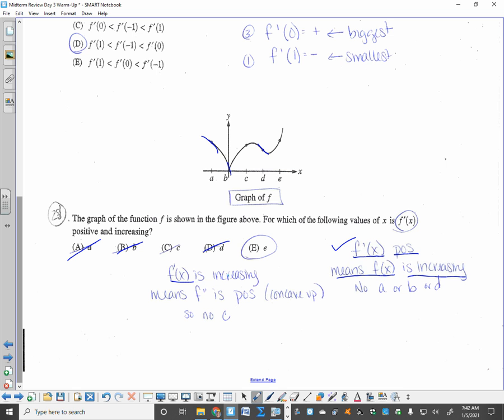Now, f prime is increasing means that f double prime is positive. Okay, so let's make sure we understand that. F prime is increasing. Now remember, f double prime is the slope of f prime. So f prime is increasing, f double prime is positive, which means we are concave up. If f double prime is positive, we are concave up. And C is not concave up. So, got to be E.